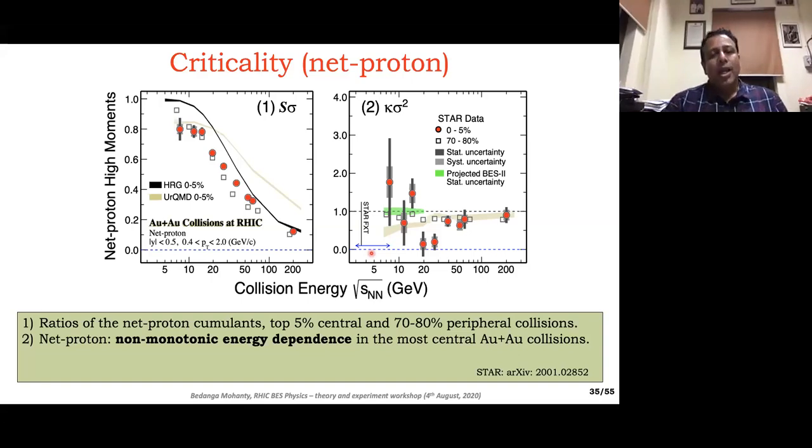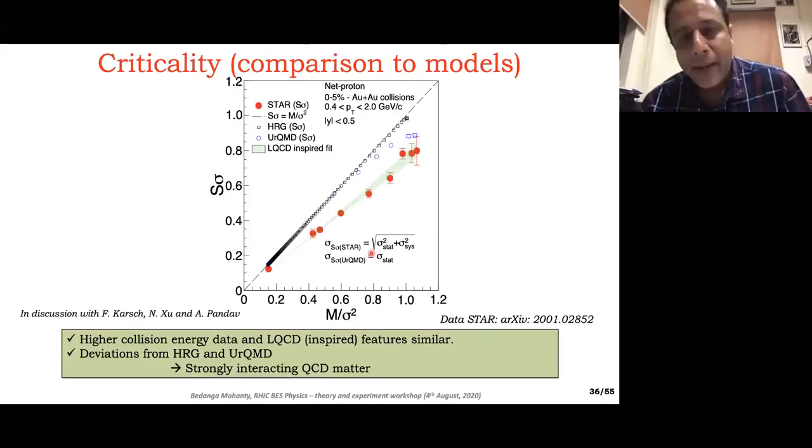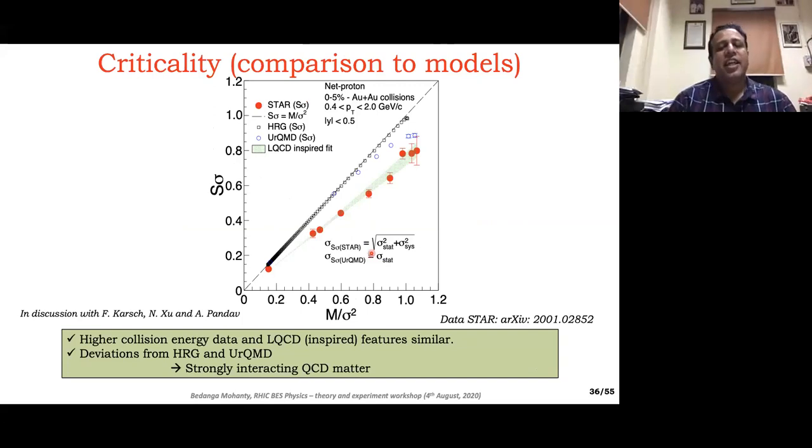Now let's look at a different way of comparison with the model. This is data-driven approach. Skewness times sigma as a function of mean by variance. Now the data for central gold-gold collision are shown in red. This line corresponds to S sigma equal to m by sigma square.